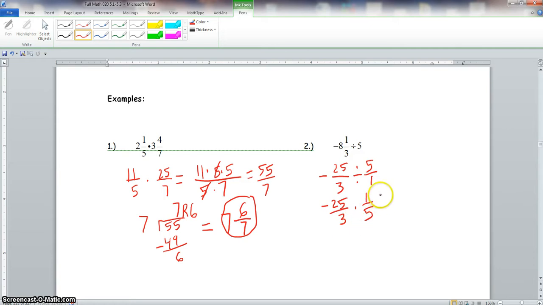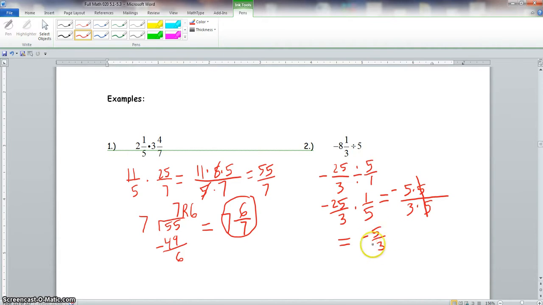Now we multiply. Now we take the prime factorization of 25, which is 5 times 5, and we'll put the negative out there. We do not have to write the 1 because there's no prime factorization of 1, and we know anything times 1 is the number itself. And in our denominator, both of the numbers are already prime, 3 and 5. Now we simplify out the common numbers, which is 5 here. So we have negative 5/3.